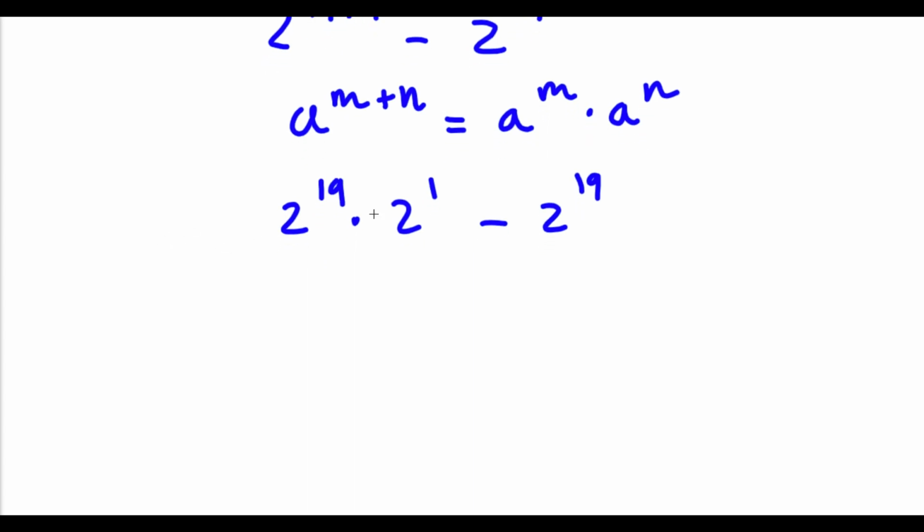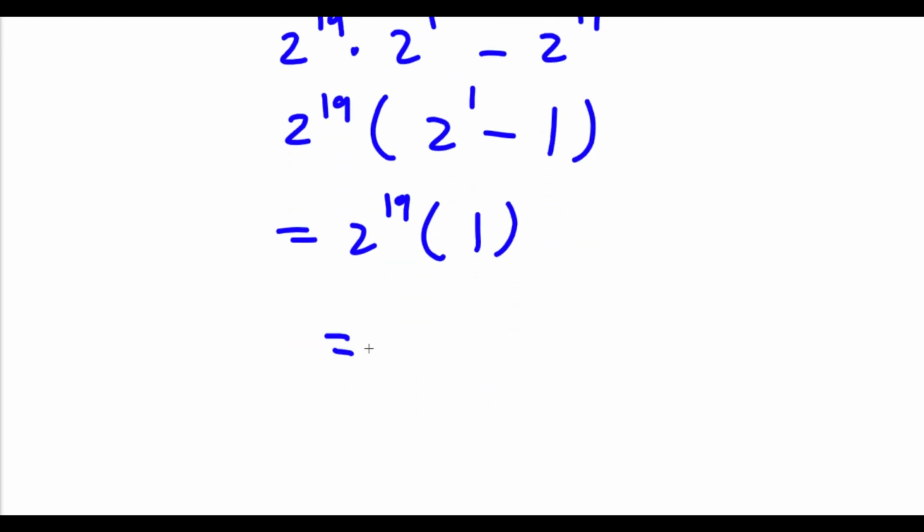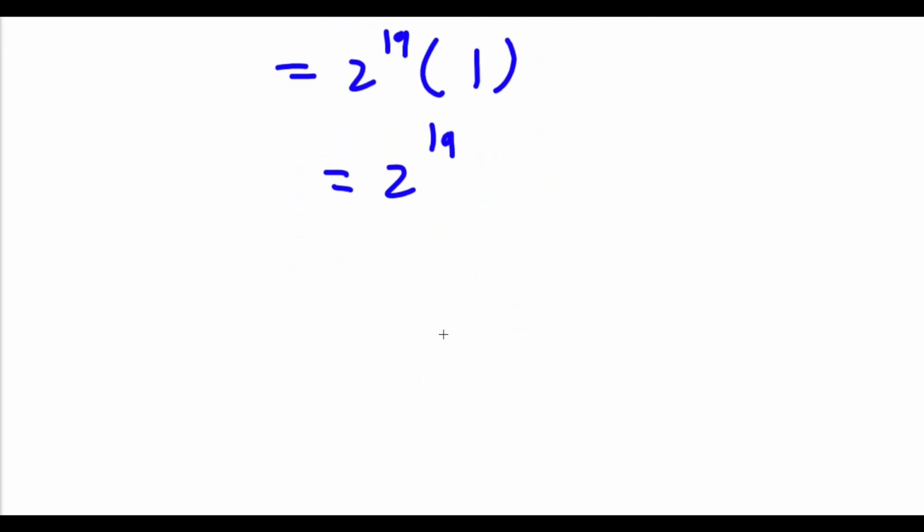So now I'm going to factor out 2 to the power of 19 from this. So now I have 2 to the power of 19 times 2 to the power of 1 divided by 2 to the power of 19, which is simply 2 to the power of 1, minus 2 to the power of 19 divided by 2 to the power of 19, which is 1. Now this is equal to 2 to the power of 19 times 2 minus 1, which is simply 1, which is equal to 2 to the power of 19.